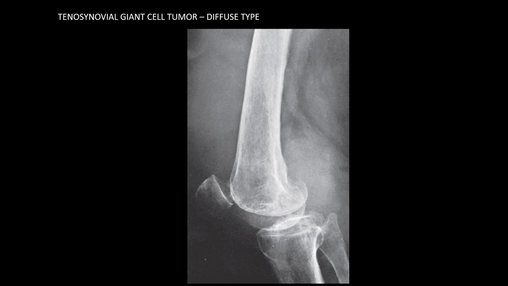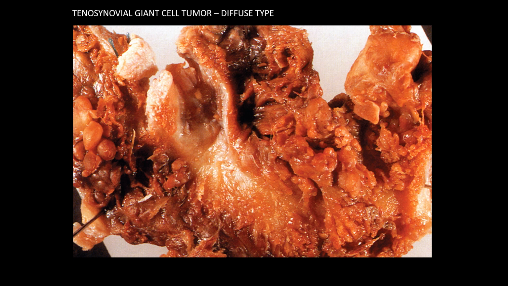This X-ray shows tenosynovial giant cell tumor in posterior knee joint with focal bone erosion, which is highlighted with the red circle. And this is a gross picture of diffuse tenosynovial giant cell tumor and shows multiple villus and nodular synovial protrusion with brown discoloration due to hemosiderin deposition.